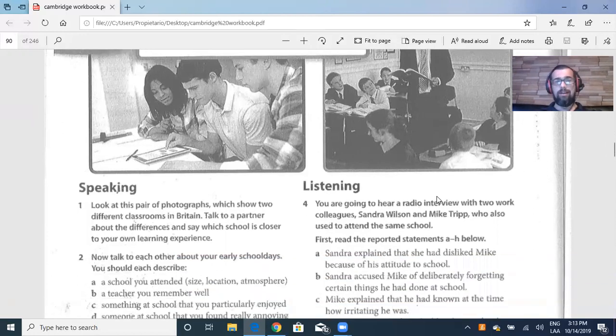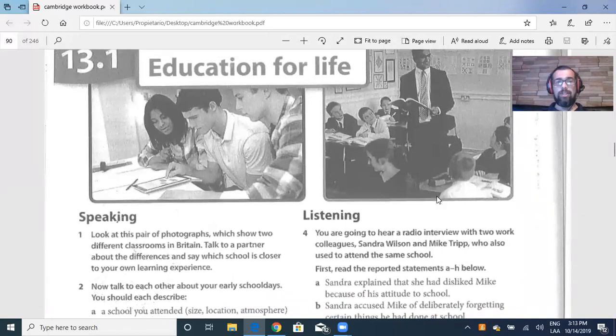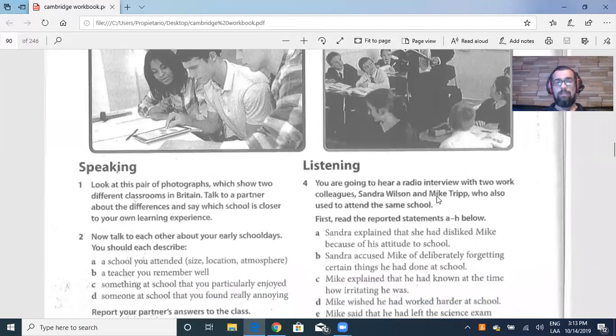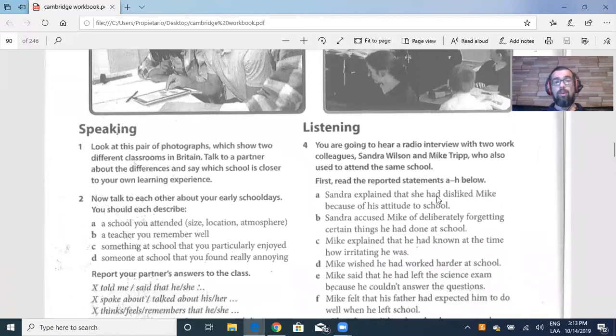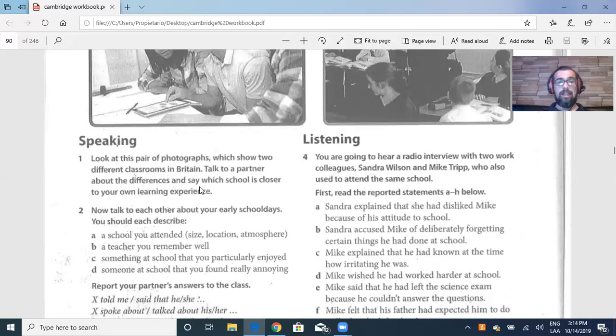So you can practice that right now if you want with these two pictures and try to describe. Remember, you have 1 minute to describe, and they will also give you another question. In this case, it says talk about the differences and say which school is closer to your own learning experience. So in the real test, you will need to compare in 1 minute and also answer this question, which is closer to your learning experience. If you want, you can pause the video and for 1 minute practice this speaking part.